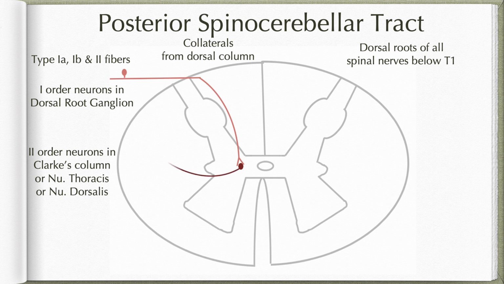Axons of this Clark's column neurons will pass to the same-sided lateral funiculus and ascend as posterior spinocerebellar tract. So the posterior spinocerebellar tract contains ipsilateral fibers.